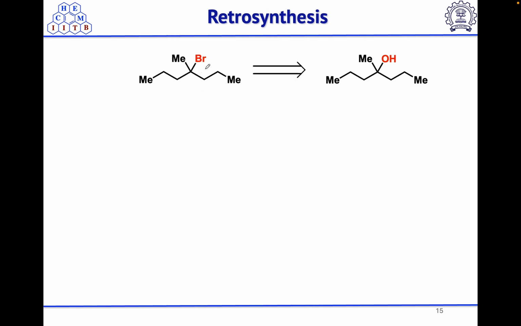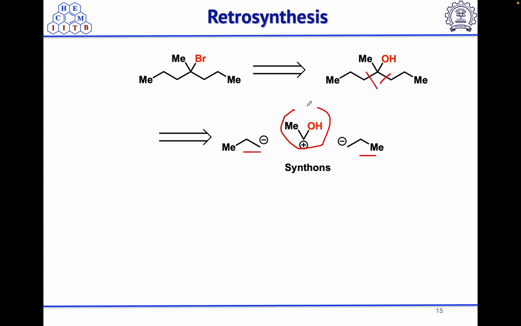And from where can we get this? We can easily get it from this alcohol, right? This is the tertiary alcohol, and we can easily convert this alcohol to bromide. And this alcohol, how can we get it? We can get it by again a C-C disconnection. So these two synthons are the same, and this is the acceptor synthon. Two equivalents of donor synthon and one equivalent of acceptor synthon.